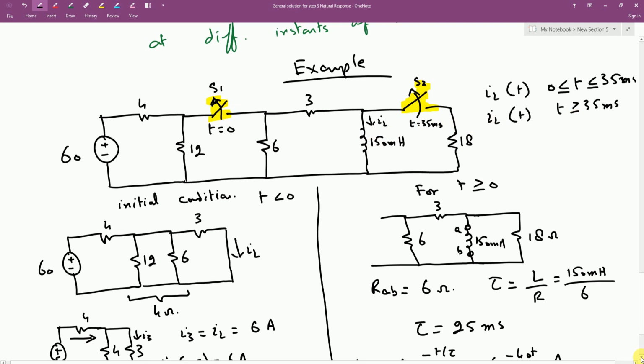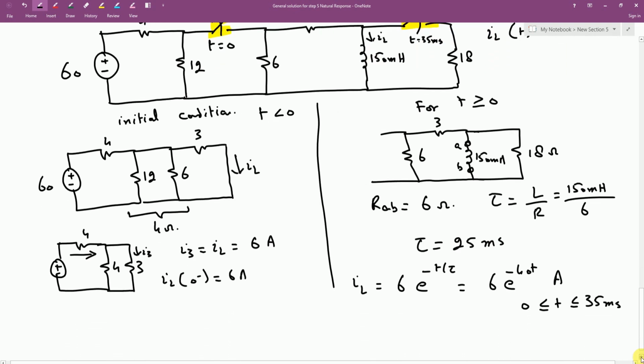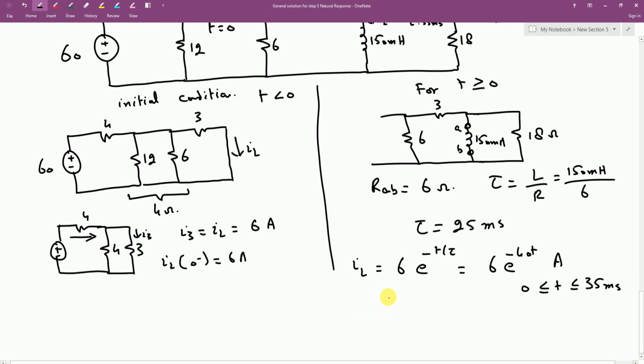So if I want to calculate the inductor current IL at 35 millisecond, I should put 35 millisecond into this e raised to the power minus 40t, and this should give me a value of IL equal to 6 e raised to the power minus 1.4, and that is equal to 1.48 ampere.